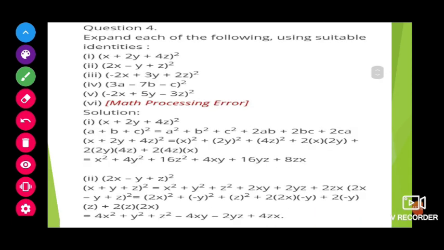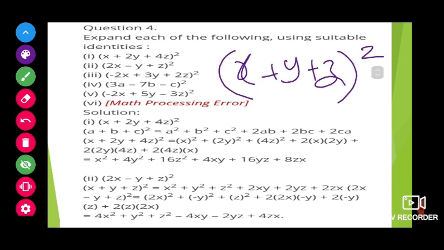Next children, expand each of the following using suitable identities. First one, (x + 2y + 4z) whole square. It is in the form of (x + y + z) whole square. I had shown (x + y + z) whole square. What is the formula? x² + y² + z² + 2xy + 2yz + 2zx.